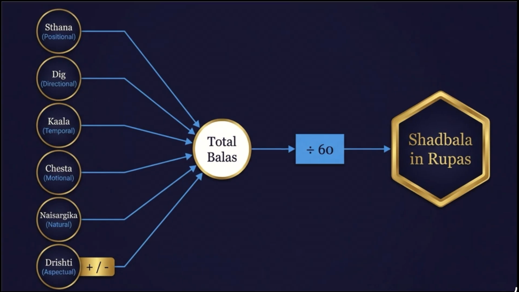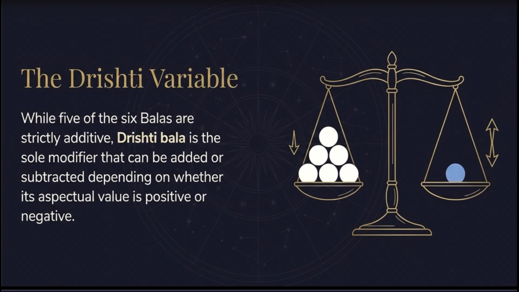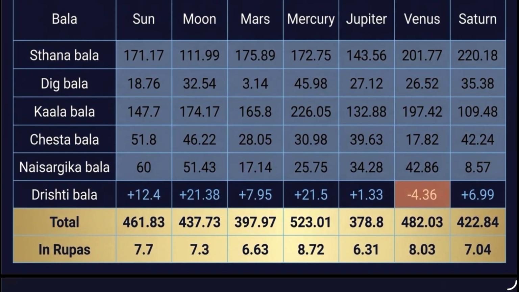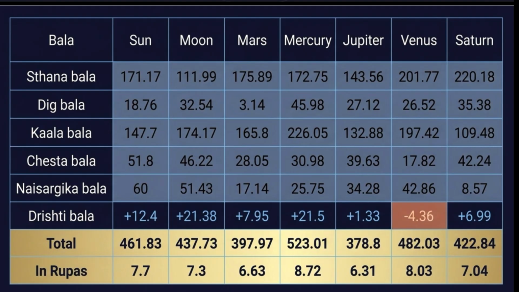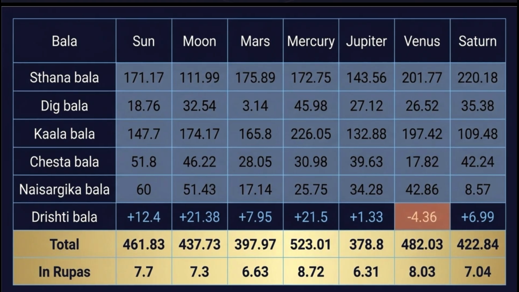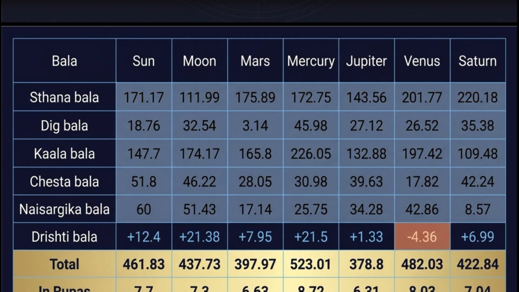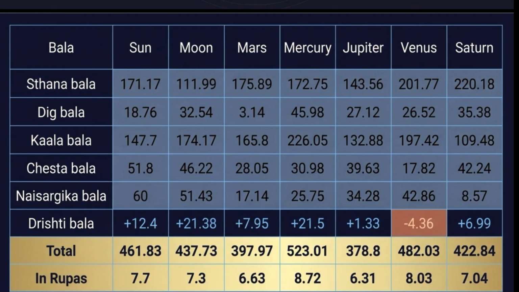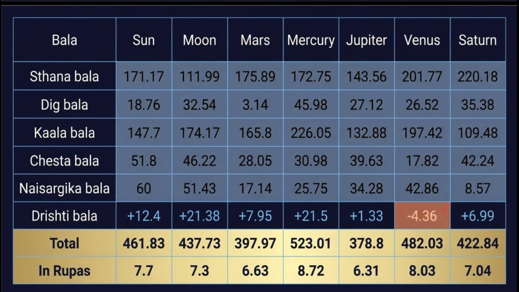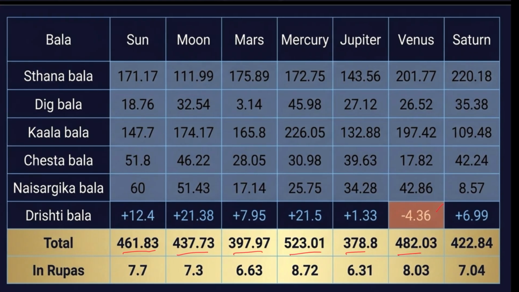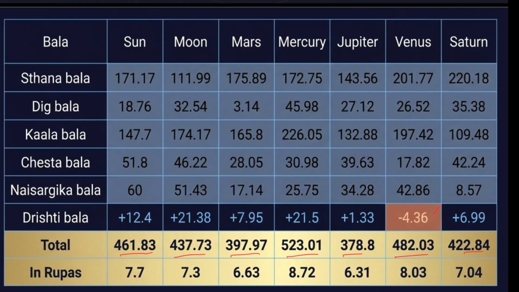Whatever value we get after the sum of these, we divide it by 60 to get the Shadbala in rupas. Out of these 6, 5 balas are positive and only Drishtibala can be negative as well as positive. For our example horoscope which we are using in all the videos, the Sthanabala is positive, Digbala is there for Sun, Moon, Mars, Mercury, Jupiter, Saturn, and Drishtibala is negative only in the case of Venus. If we total all these 6 balas, we get the total sum. If we divide it by 60, we get the Shadbala Pinda in rupas.